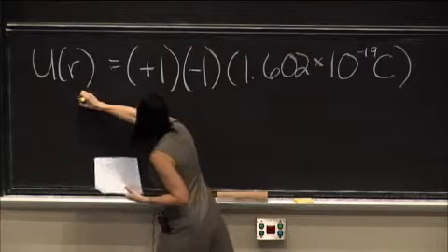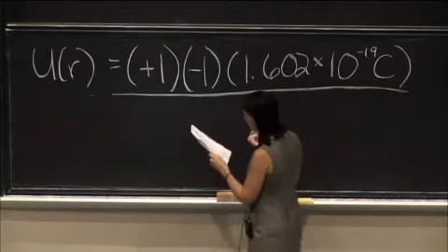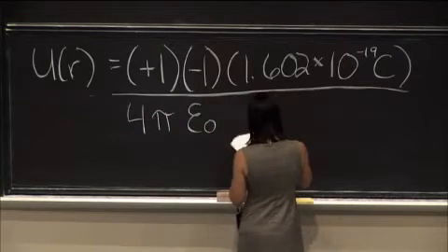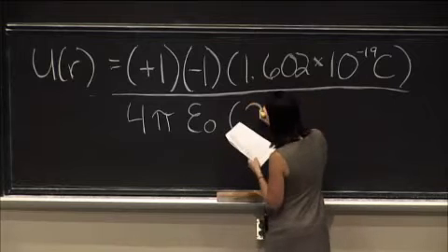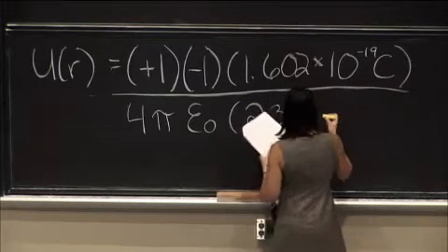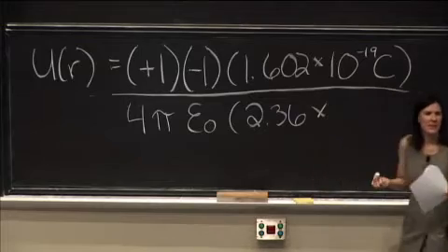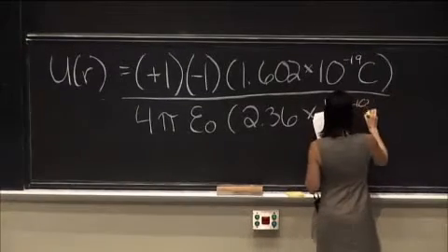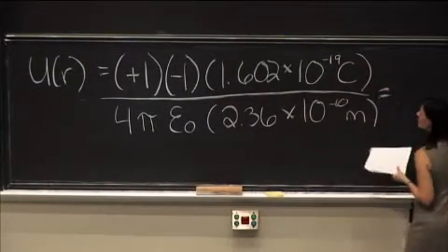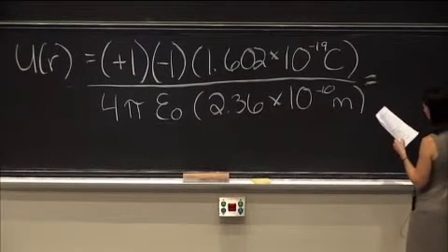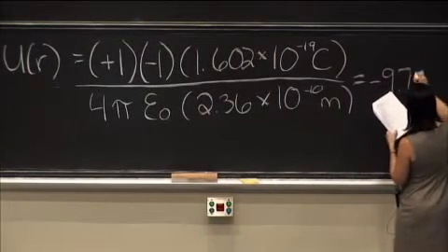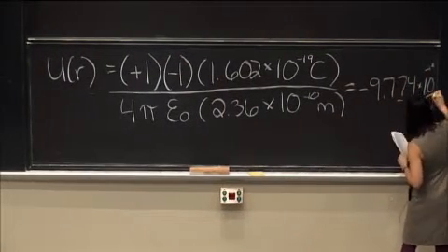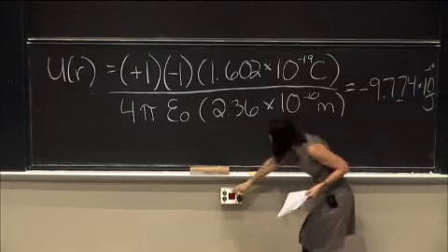And that's all divided by 4 pi. And then I've written out epsilon naught in your notes, so I won't write it on the board. And then r. So r is going to be 2.36 times, what is angstrom, everyone? Yep, 10 to the negative 10th. So 10 to the negative 10 meters. So if we do this calculation here, what we end up with is negative 9.774 times 10 to the negative 19 joules. So that's what we have in terms of our energy.